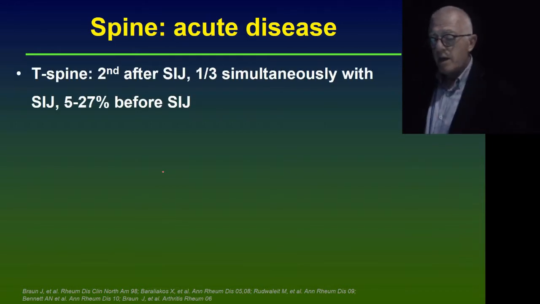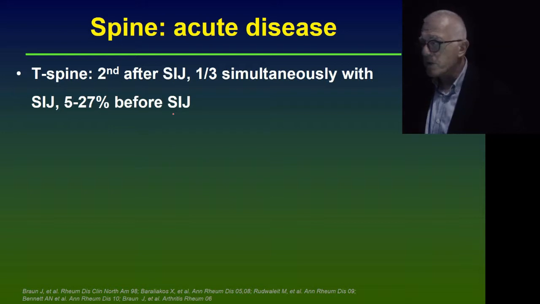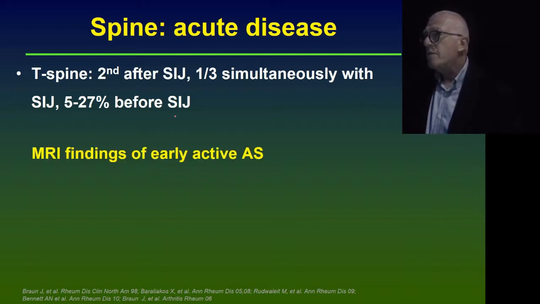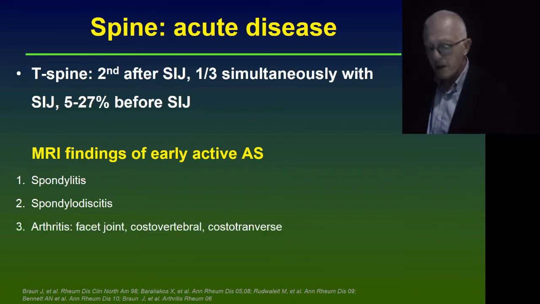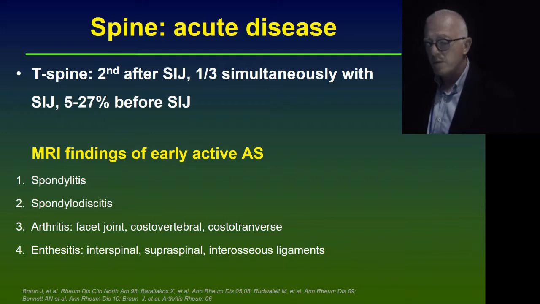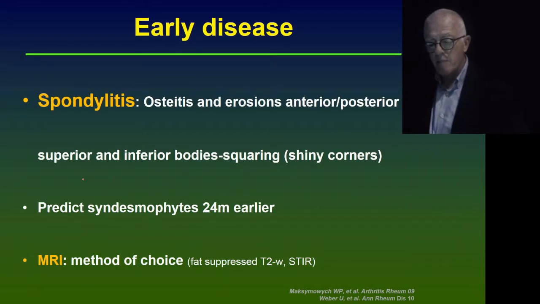The spine can be involved after the sacroiliac joints, but in some patients we can see involvement of the spine before the sacroiliac joint involvement. And the findings of early active axial spondyloarthropathy are similar to the ones that we see in the sacroiliac joint. So spondylitis is the osteitis, therefore it's the bone marrow edema. The spondylodiscitis of Andersson, which is of course not included in the sacroiliac joints, we may see arthritis and we may see also enthesitis. So I'll show you some examples in a minute.